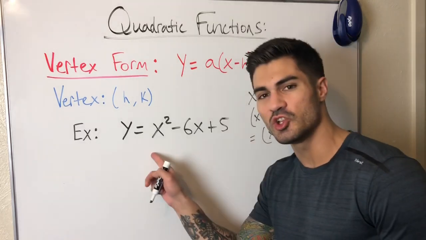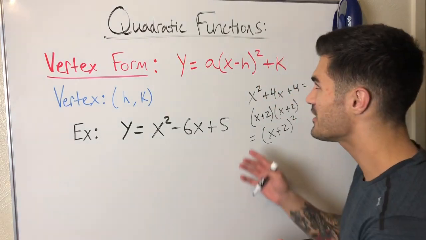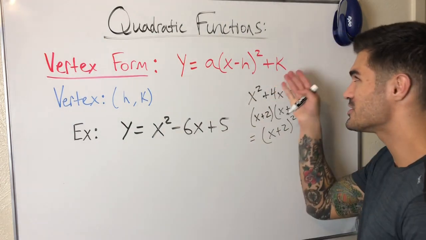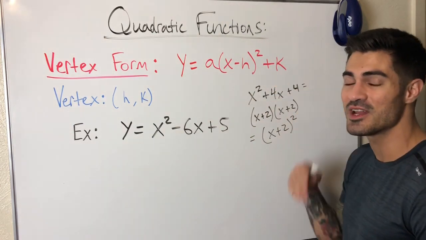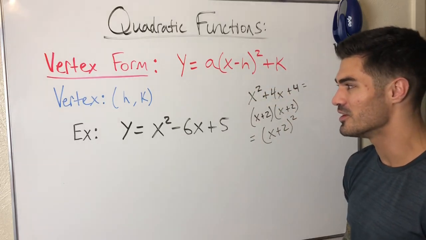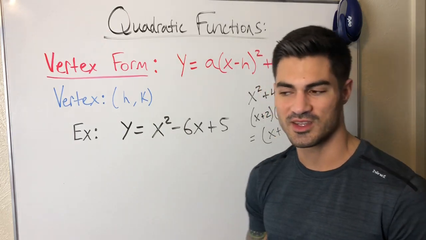So if I can make this look like a perfect square trinomial, or at least part of it, then I can factor it down to some binomial squared. I may have a constant out in front, and I may have stuff added and subtracted outside of it, but that's fine. Those are both in my vertex form still, so we're good. So I need to just make this look like a perfect square trinomial. That's the key. So let's go ahead and do it.